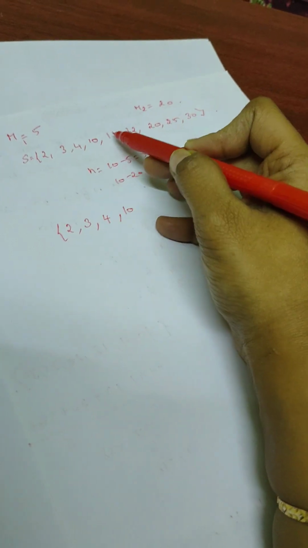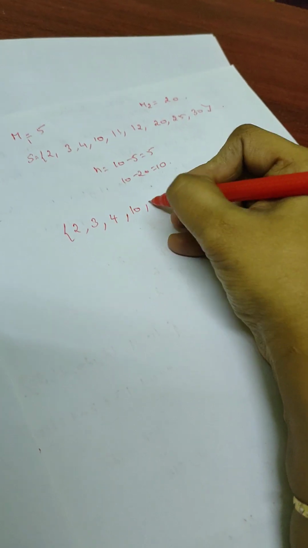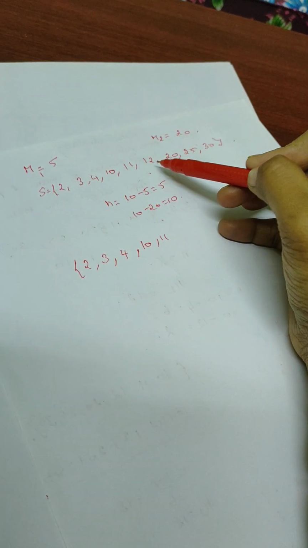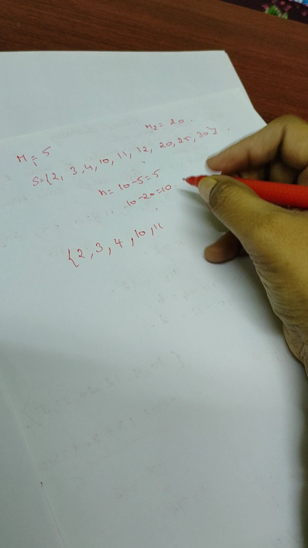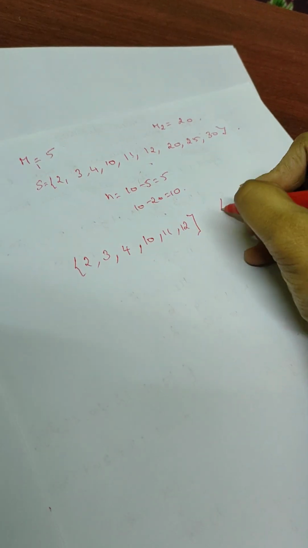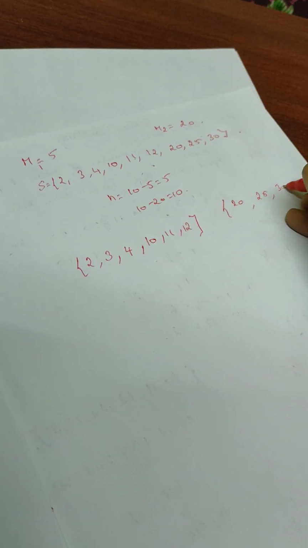So 11 minus 5 is equal to 6, whereas 11 minus 20 is equal to 9. So I will put 11 here. Similarly, if you take 12, 12 minus 5 is equal to 7, whereas 12 minus 20 is equal to 8. So I will put it here. Other things, 20 minus 20 is 0, so 20 here, 25 here and 30 here.